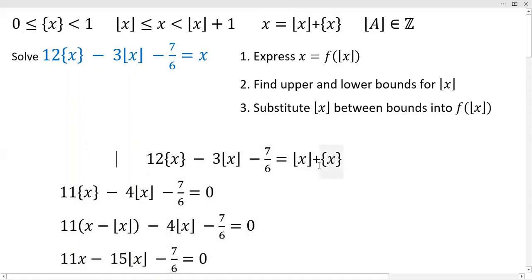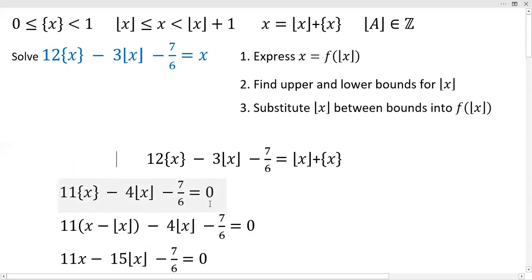Rewriting it like this, you have the floor at the end instead of just x, right? So we're closer towards getting this as a function of the floor. Now this next piece right here is just purely algebraic. We subtract the floor and the fractional part from both sides to get this statement right here.